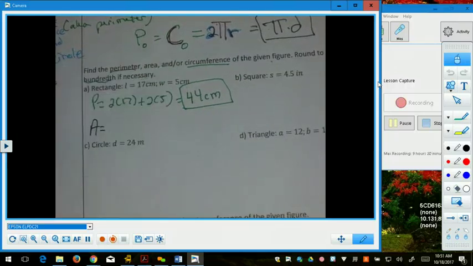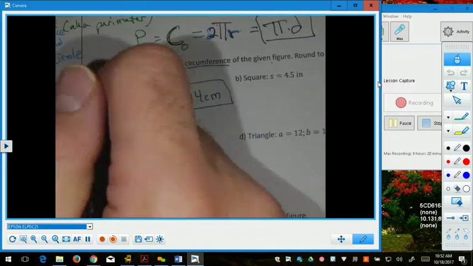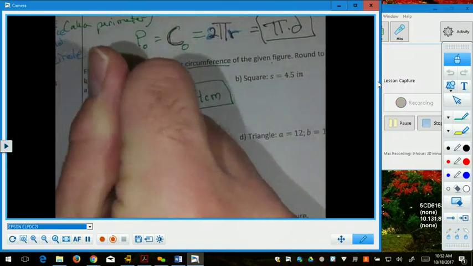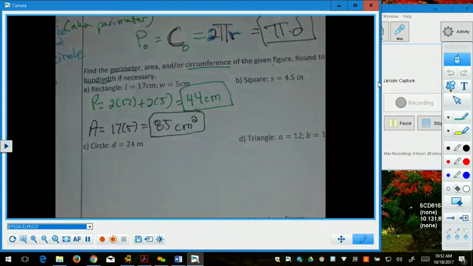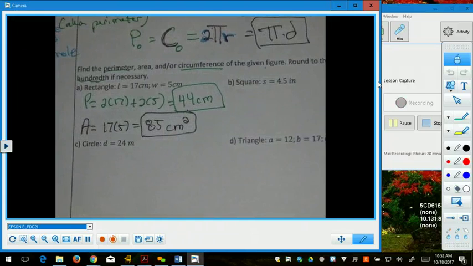What's my area for this one? 17 times 5, which is 85. 85 square centimeters or centimeters squared, correct. Any questions on letter A?